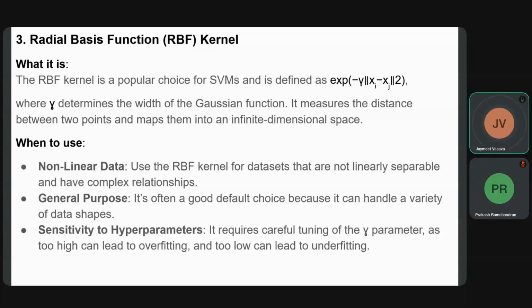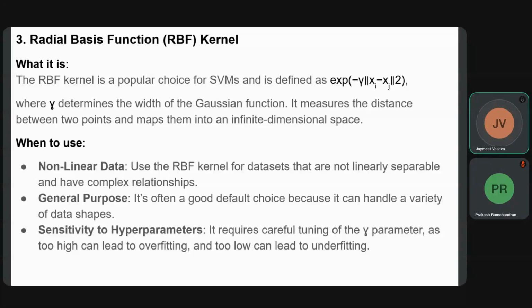Then you can see that there is a minus sign in front of gamma, which ensures that the value decreases as the distance increases, reflecting that similar points are closer together, so they should have a higher similarity score.